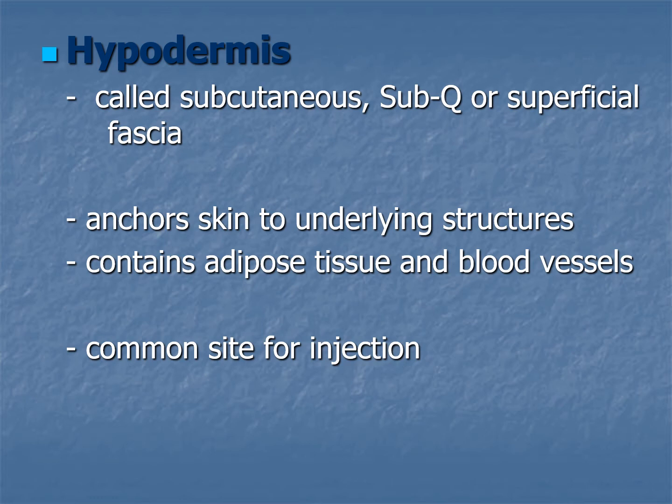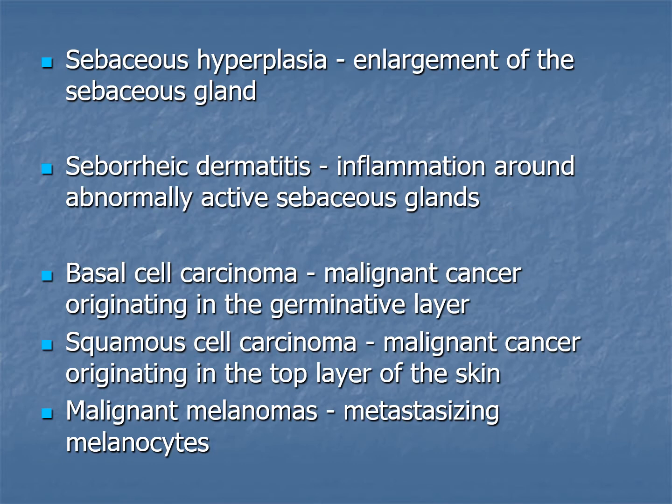The third layer is the hypodermis, which is below the dermis, and it is mainly a reservoir of fat cells and blood vessels. It's also used clinically to give subcutaneous injections.